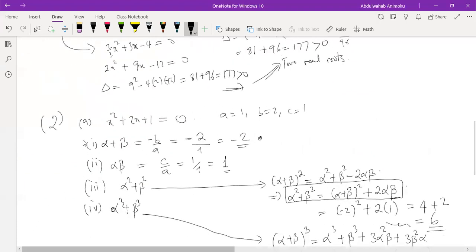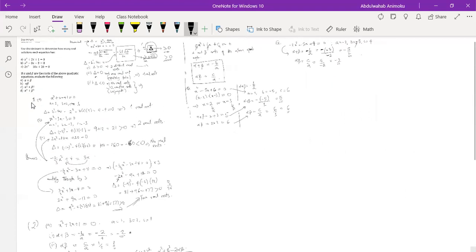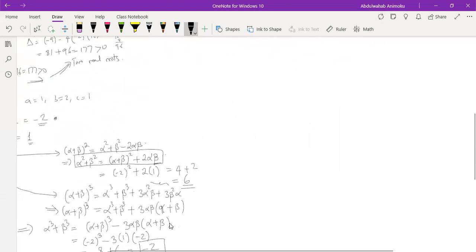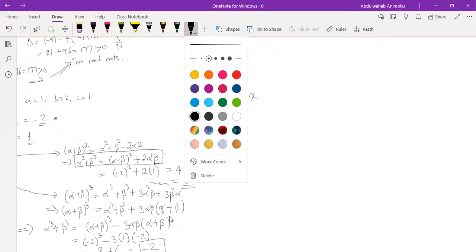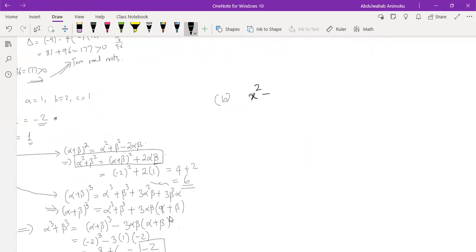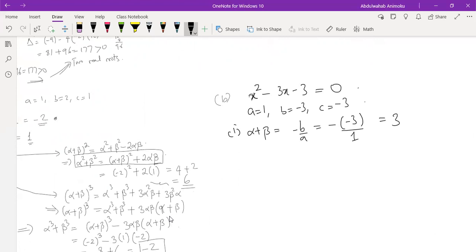Okay, so the second one is x cubed minus 3x minus 3. Okay, so let's come back. So the second quadratic equation is, so let me make this thicker. All right, so the second one is x squared minus 3x minus 3 equal to 0. So your a is 1, b is minus 3, and c is minus 3. So what's the first thing? Alpha plus beta, which is minus b over a, and that is minus of minus 3 over a, which is 1, so this will give us 3.